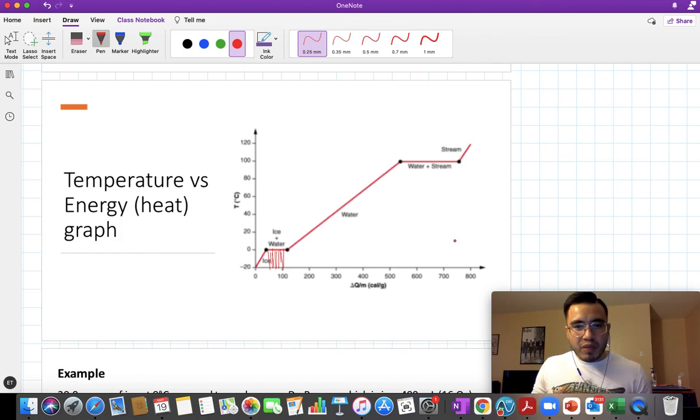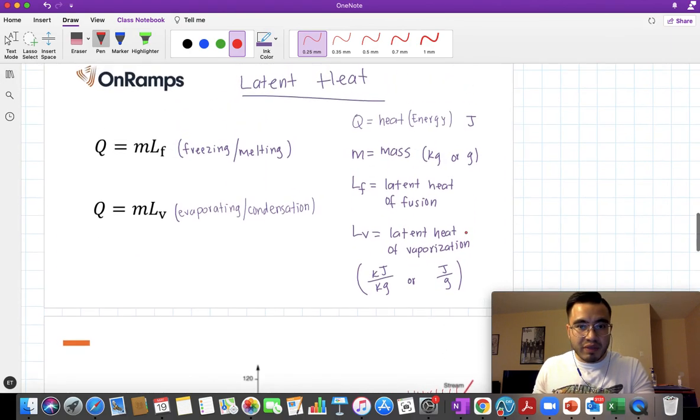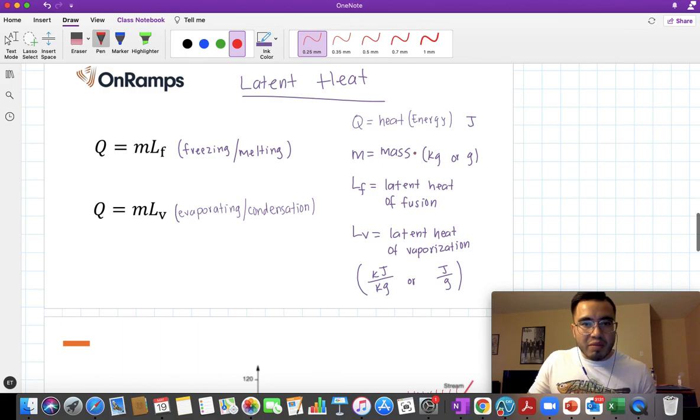And here again, we have no slope. This is again part of the latent heat of vaporization. Latent heat of fusion, latent heat of vaporization: no slope, even though we have energy going into the system from here to here. Now, going back to the equation, because I forgot: the mass is directly proportional to the heat required to undergo that change of phase.